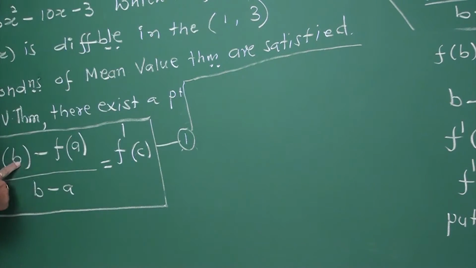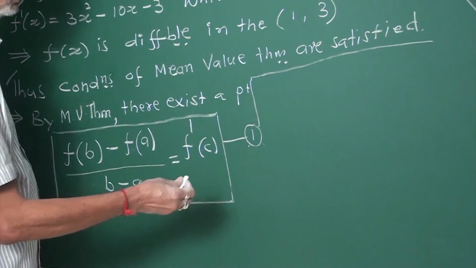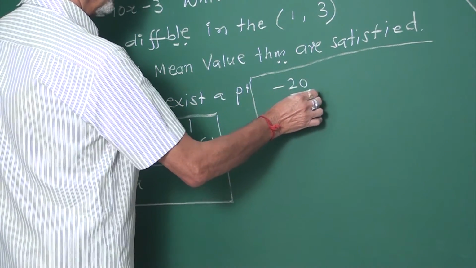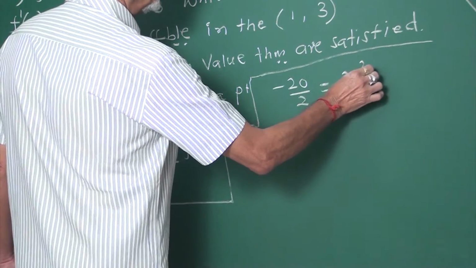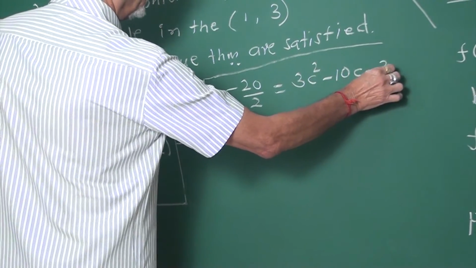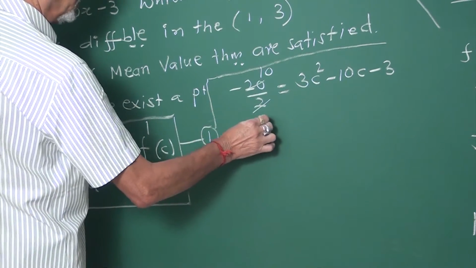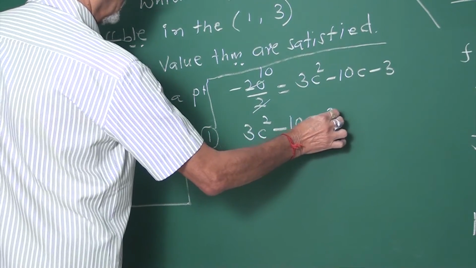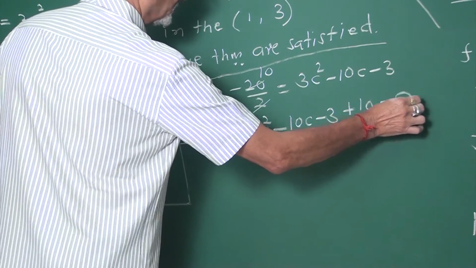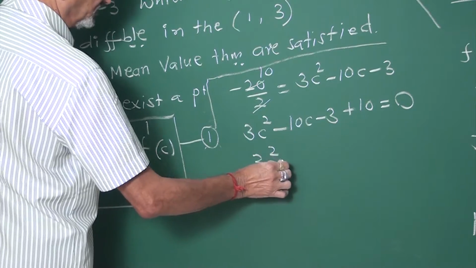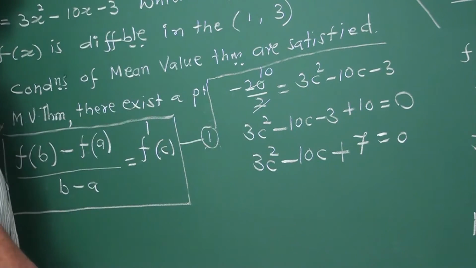Yes, my friend, what is f(b) minus f(a)? Minus 20. What is b minus a? 2. So minus 20 upon 2 equals f dash c, that is 3c square minus 10c minus 3. Cancelling and taking that side, minus 10 becomes plus 10. The RHS is 0. So 3c square minus 10c plus 7 equals 0.